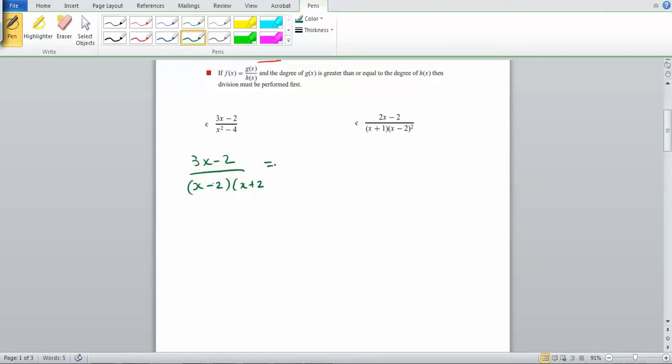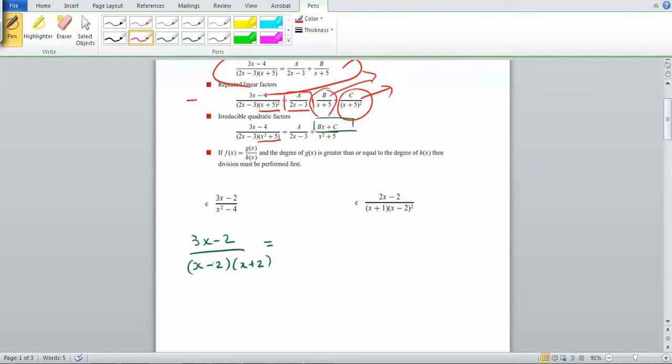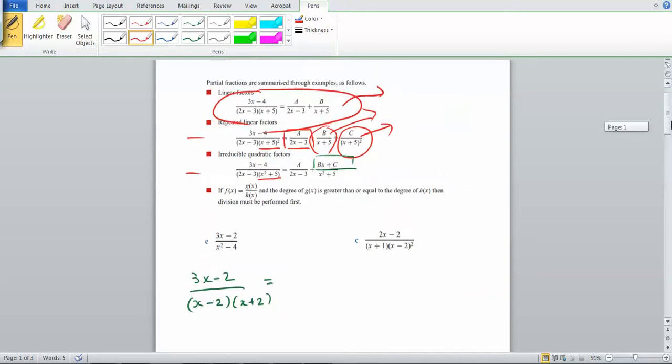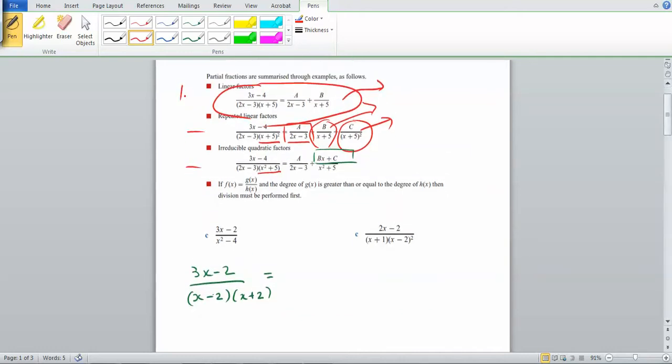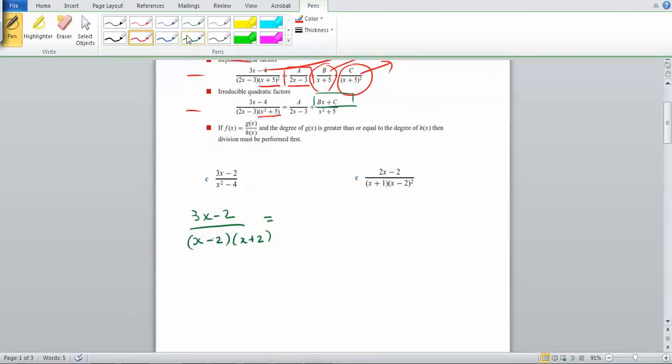Now the first step is to say that because we don't have repeated factors here, we don't need to use the second case, which is up here. We don't need the repeated factors or the reducible quadratic factors. So we know it's just going to be our linear factors case. So we now need to say that this is equal to some constant a over x minus 2, plus another constant b over x plus 2.